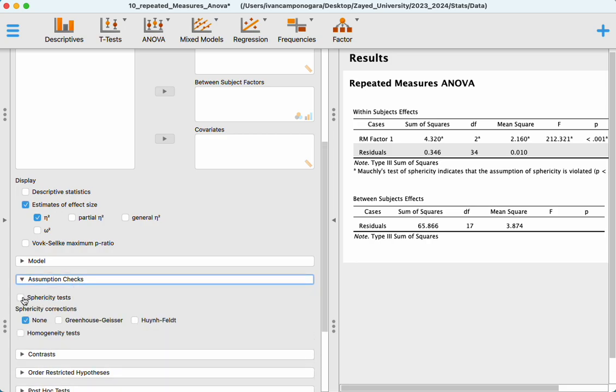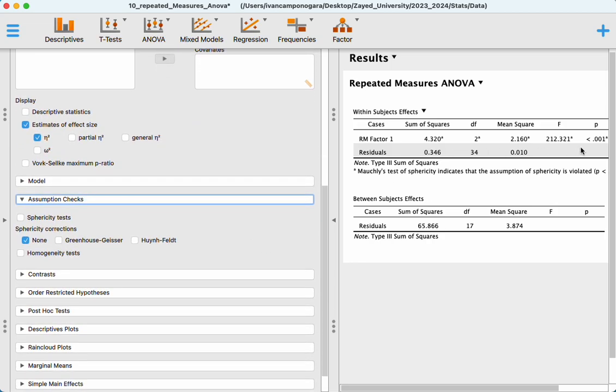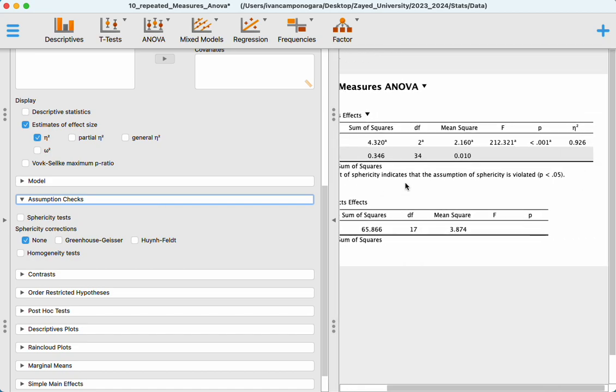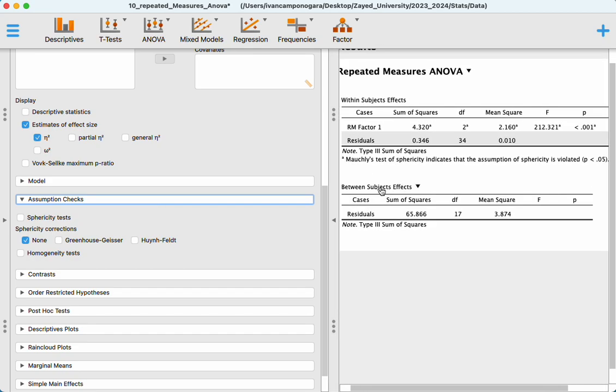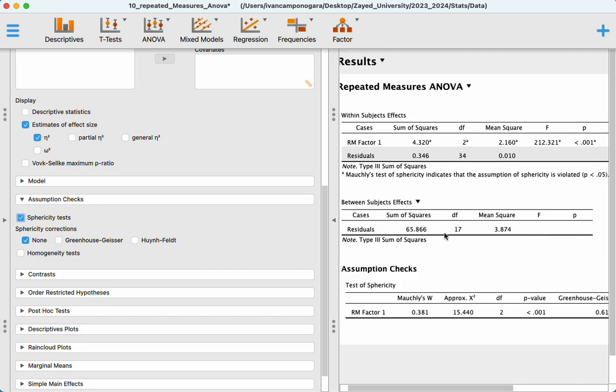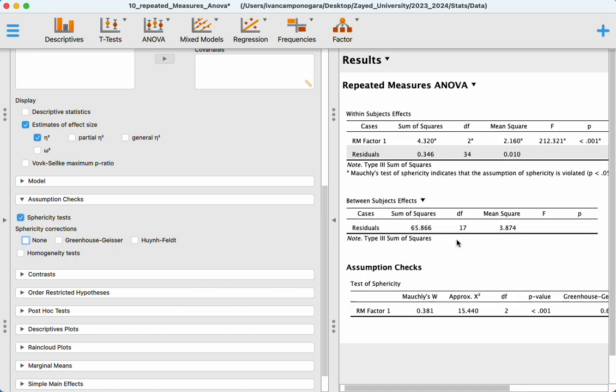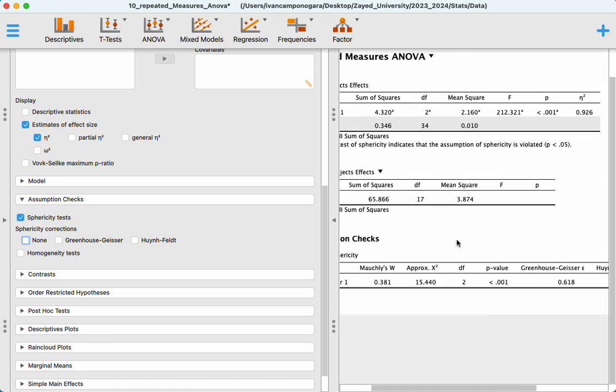Now the other step, since I have to do the post hoc analysis because my main effect is telling me that there is a main effect, and because it's lower than 0.001, I can run the sphericity test and see which is the p-value of the sphericity. The sphericity test says that sphericity is violated because the p-value is less than 0.05.